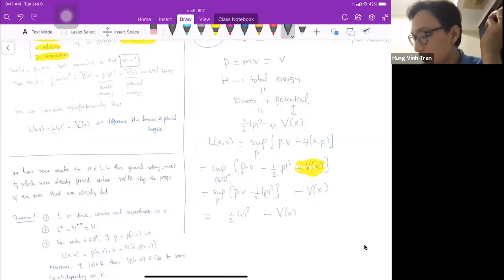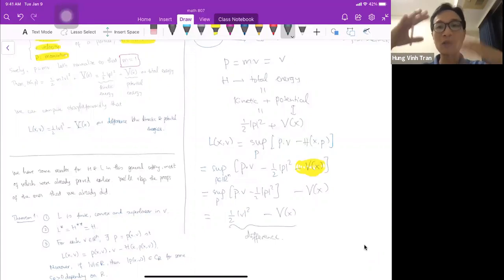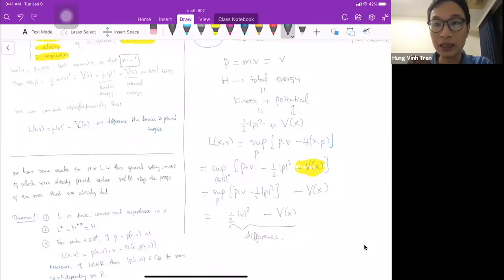And clearly you see that this is the difference between kinetic and potential energy. One way you can imagine it is that the potential energy creates a potential field. It's already there in the environment, and you cannot change it. What you can change is the action functional, in which you try to minimize the action, which is the difference between kinetic and potential energy.